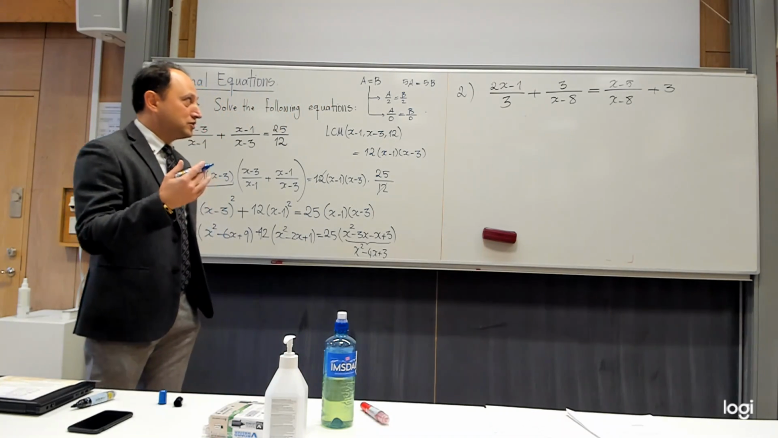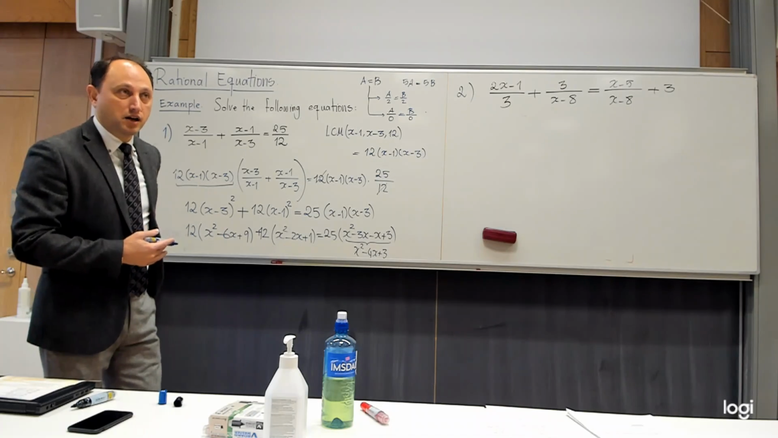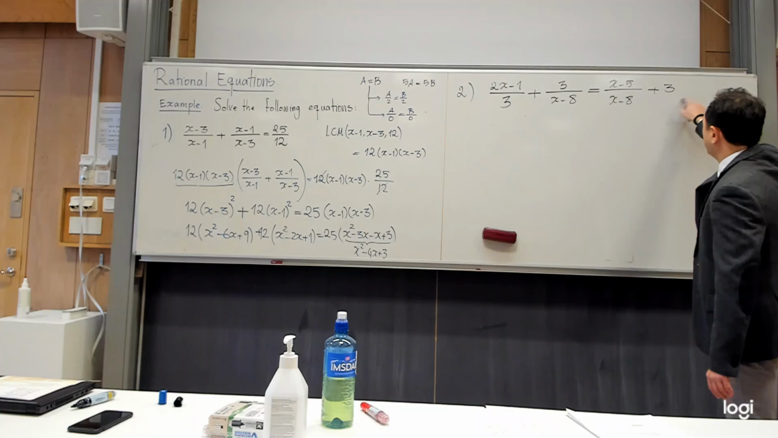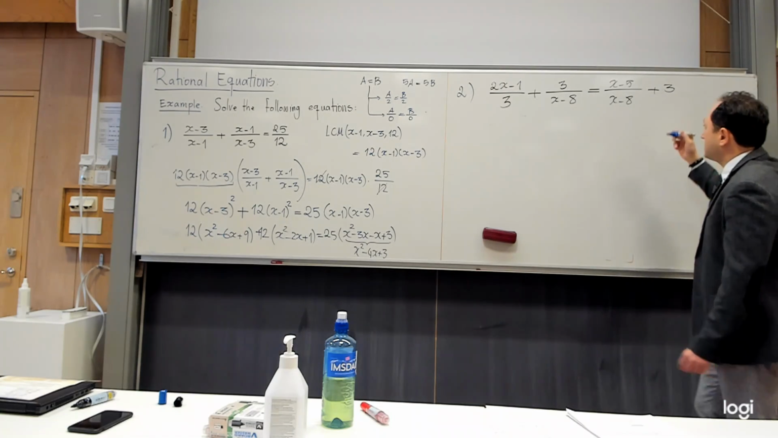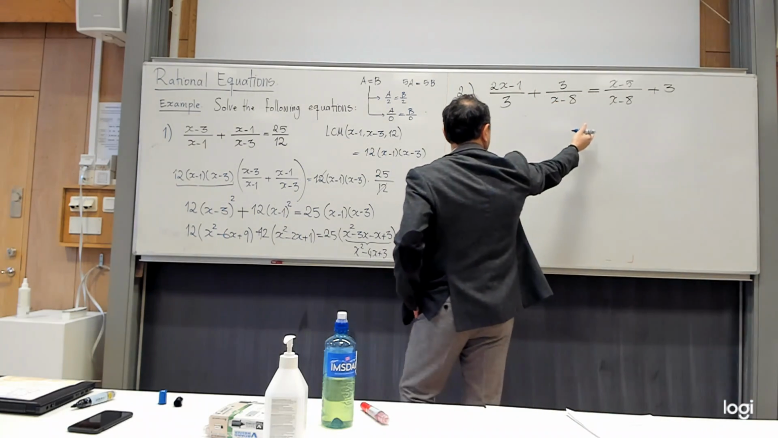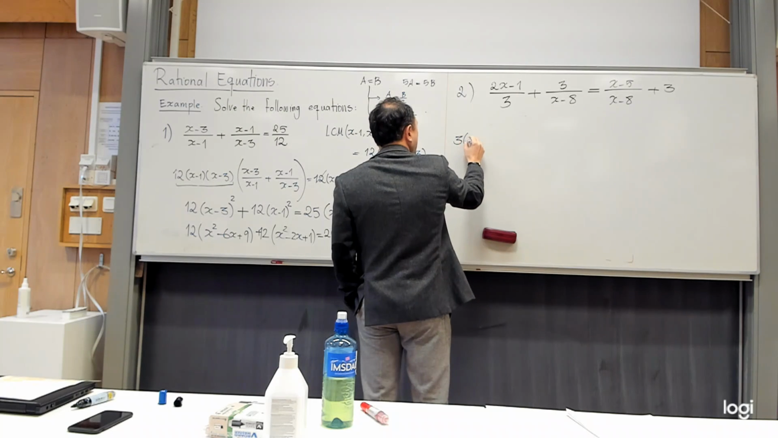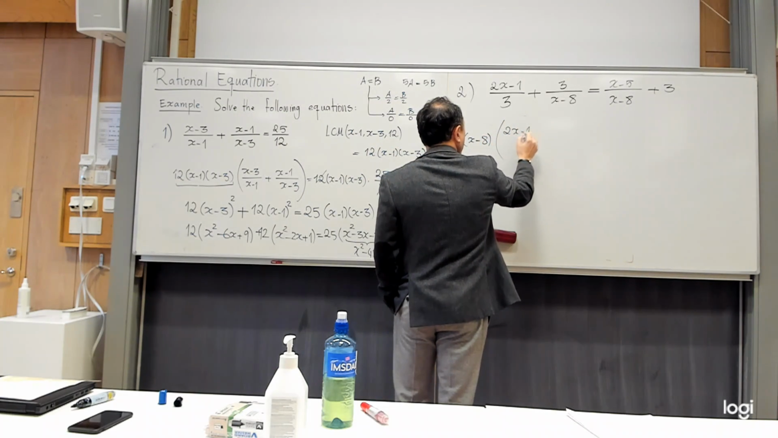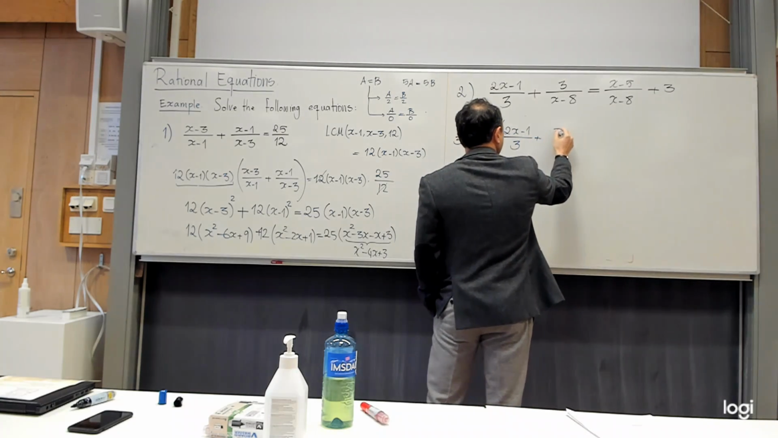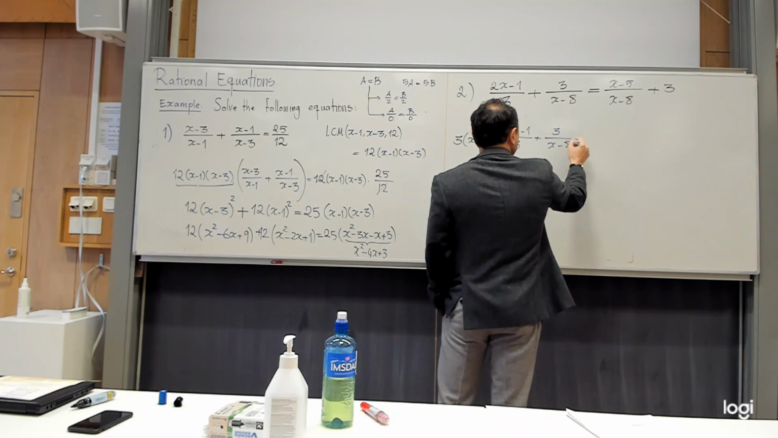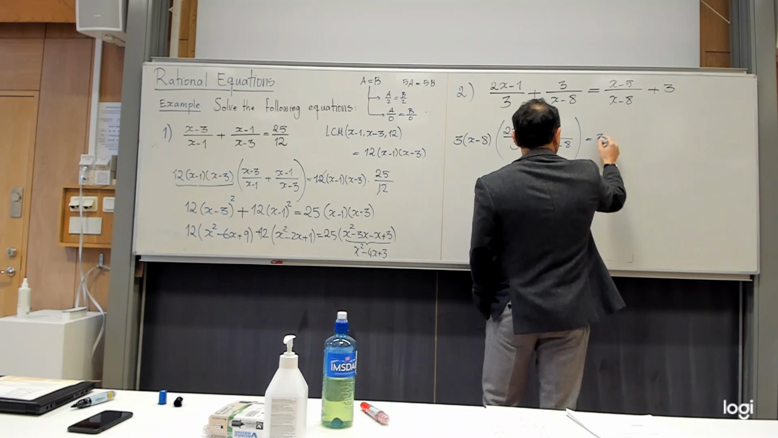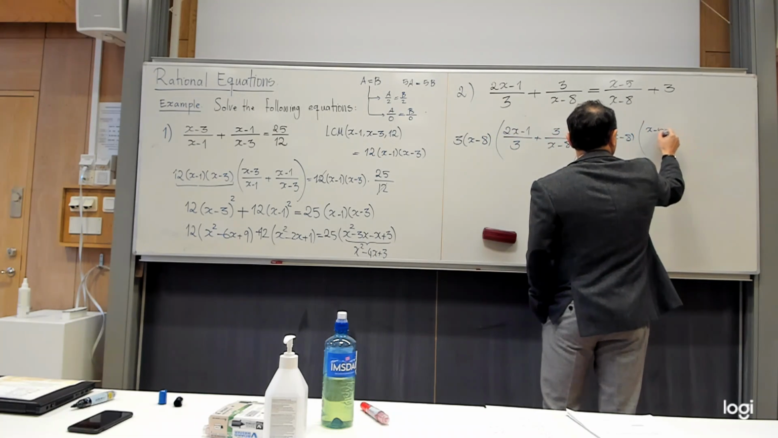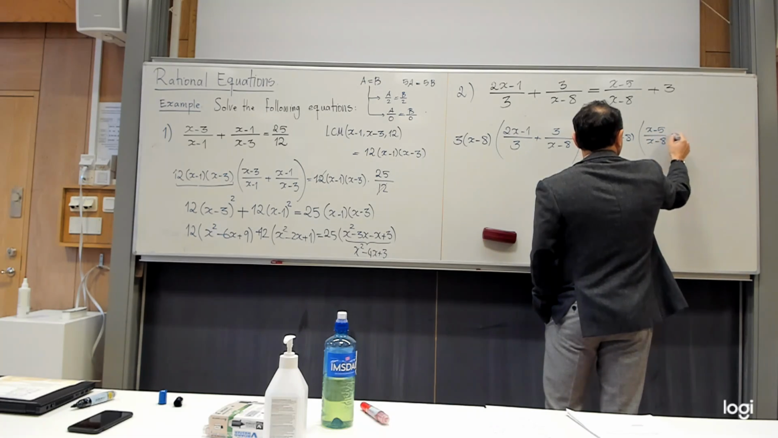I really want you to learn to multiply by the least common multiple. The denominator here is 1, so you don't need to be worried about it. So the least common multiple is 3 and (x minus 8). So I would write 3(x minus 8). Okay, and then I will write (2x minus 1) over 3 plus 3 over (x minus 8), and then equals to 3(x minus 8) multiplied by (x minus 5) over (x minus 8), and then plus 3.